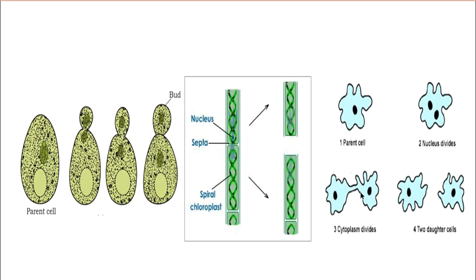Finally, there is fission. What is happening? There is a parent cell, the internal organelles are dividing into two, then there is a demarcation between the cell like this, and finally two daughter cells are produced. So this is how vegetative reproduction in thallophytes happens.